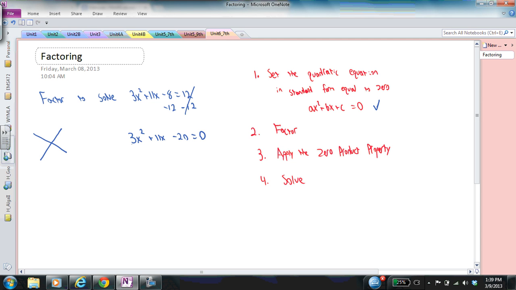Again, a times c, so 3 times negative 20 is negative 60, that goes up there, and then 11, which is b, comes in the bottom. So we need two numbers that multiply to negative 60 and add to give me 11. So take a second, see if you can come up with those two. And you are correct. It is 15 and negative 4.